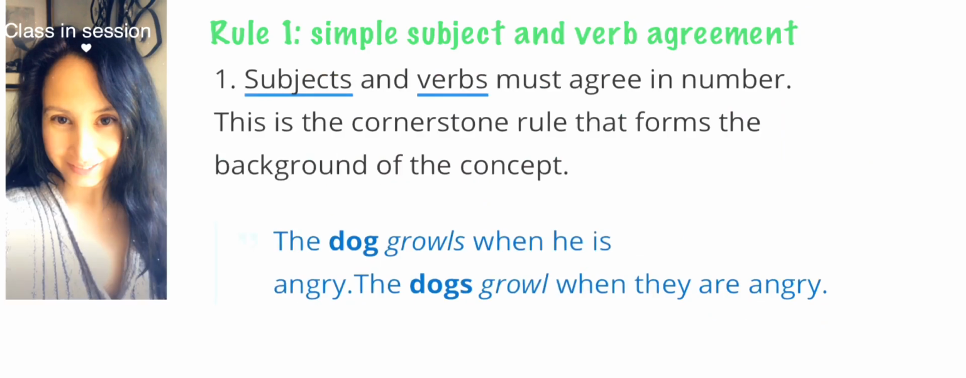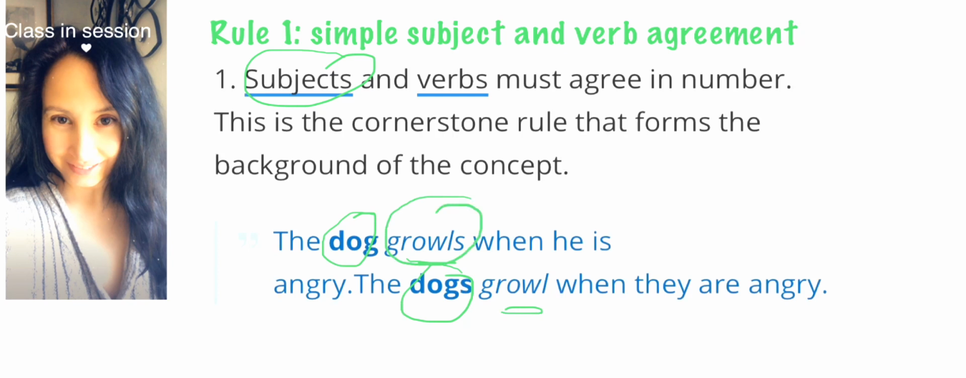Rule 1, simple subject and verb agreement. The agreement is they must agree in number. For example, the dog growls when he is angry. The dogs growl when they are angry. Dog is the subject. Verb is growls.